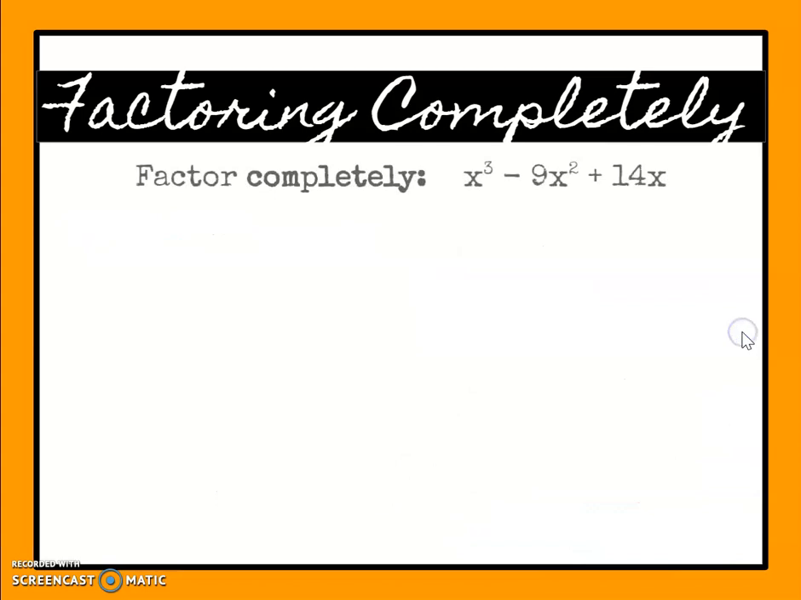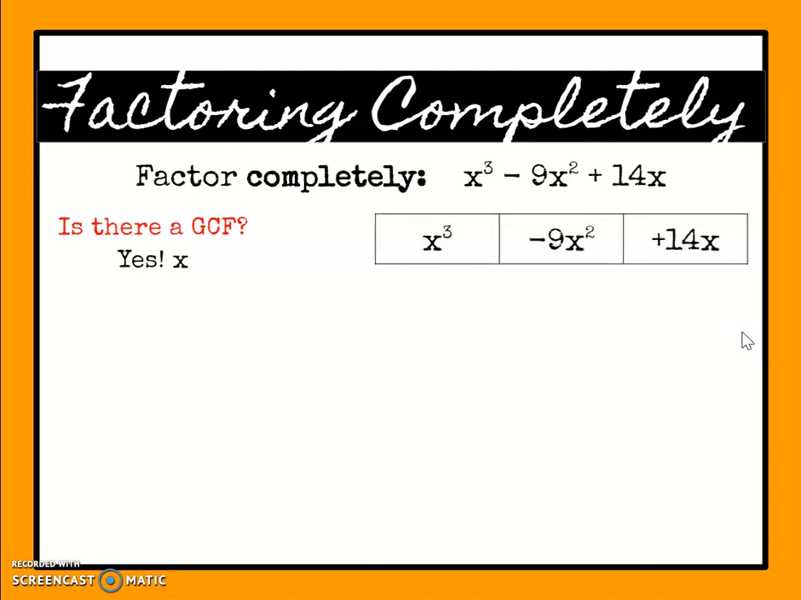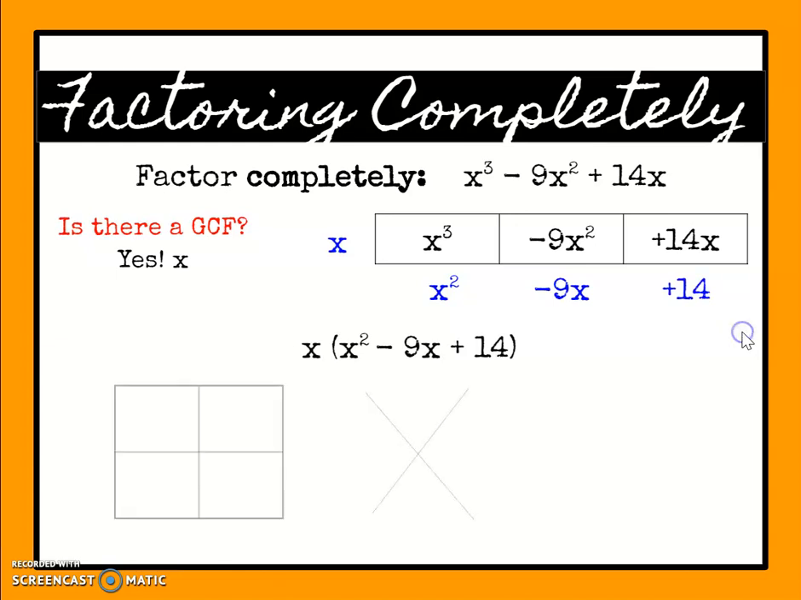Last one, factor completely, x cubed minus 9x squared plus 14x. Now, if you look at all the coefficients, they only have a common factor of 1. But if you look at the variables, they all have at least one x in each term. So is there a greatest common factor? Yes, x. Between these three terms, I can divide out an x. And what I'm left with is x squared, negative 9x, and 14. So I'm going to take that trinomial and I'm going to factor it.